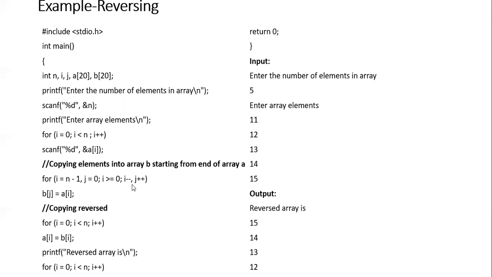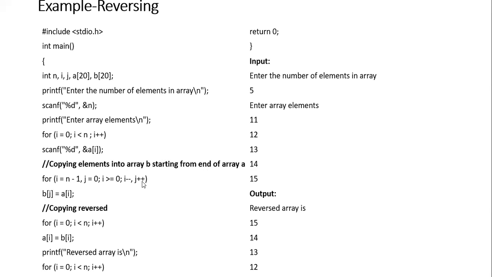That is the condition. Now what happens is, A of i was 4 first, right? So A of 4 is now copied to B of 0. That is, B of 0 is now going to have the fourth element of your A array. That is the reverse procedure. Here, the last element will become the first element. So it is done over here.